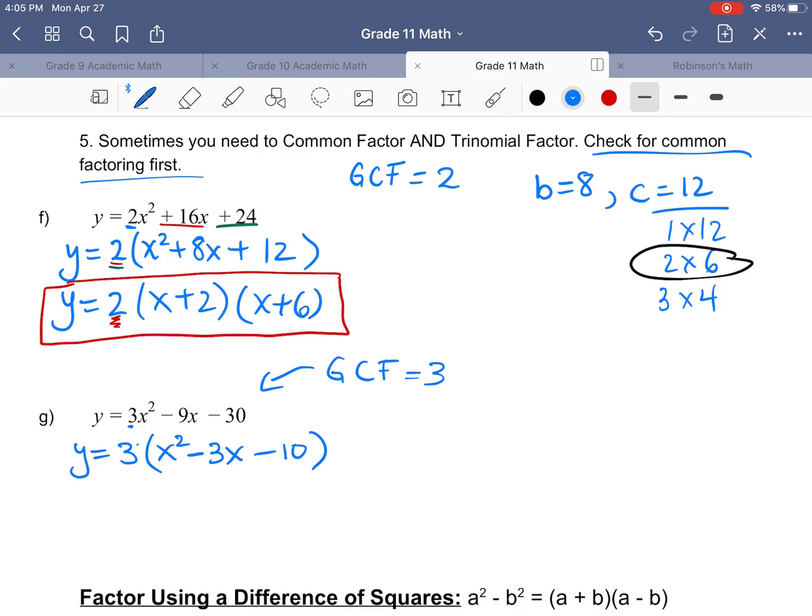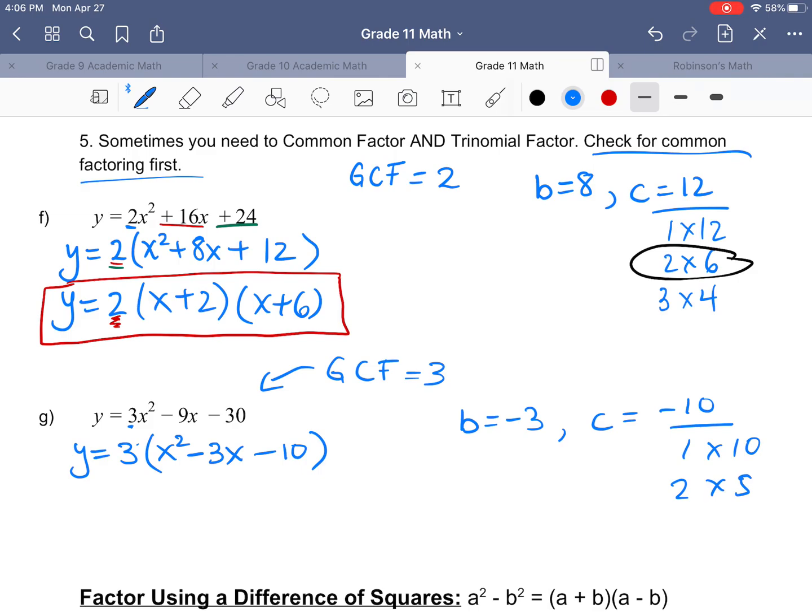Now we're going to get on to the trinomial factoring. So let's identify B. That is negative 3. And C. So C is negative 10. So we're going to write our list of numbers. So 1 times 10. And then 2 times 5. It's a very short list.